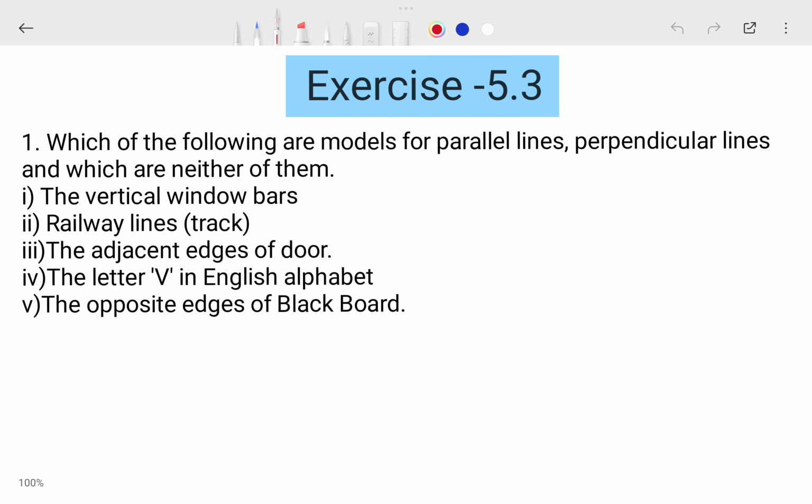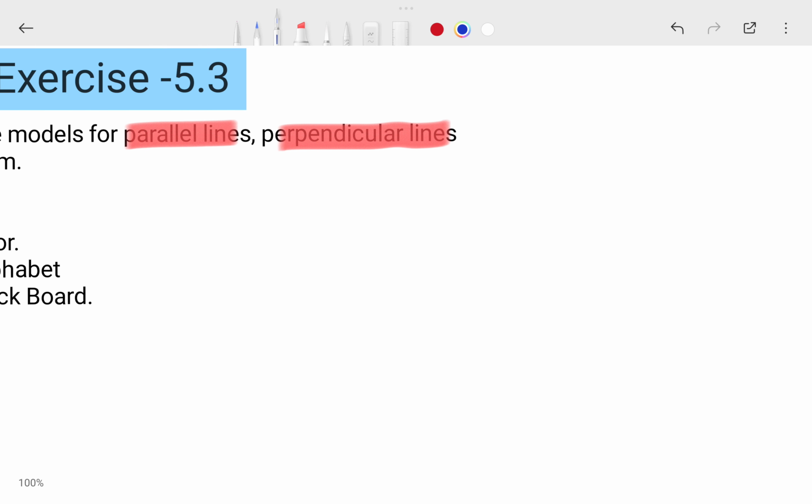Before I start this exercise, I want to teach something very important for you: what are parallel lines, what are perpendicular lines, and what is an intersecting line. These three things I want to teach first, then I will move to our first question. One thing I want to teach is the intersecting line. Remember that line.